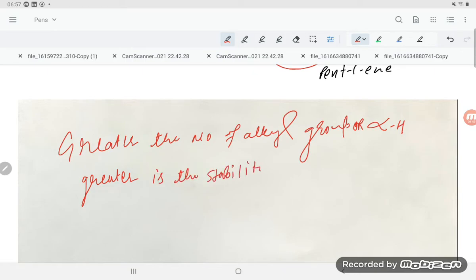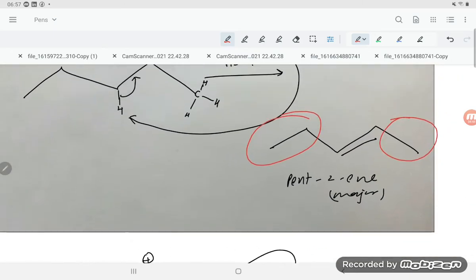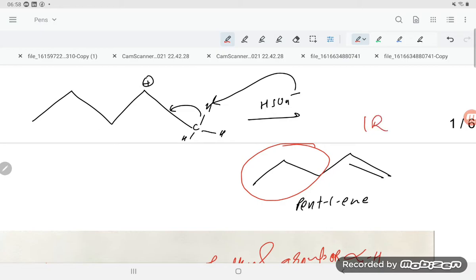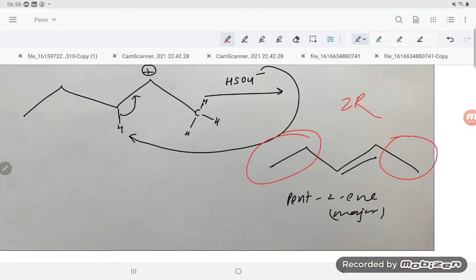So you can check out, student, where is the more alkyl group. Two R groups are here, and here is only one R group. So this is the minor product, student, and this other one is the major product. So this is our required answer, student.